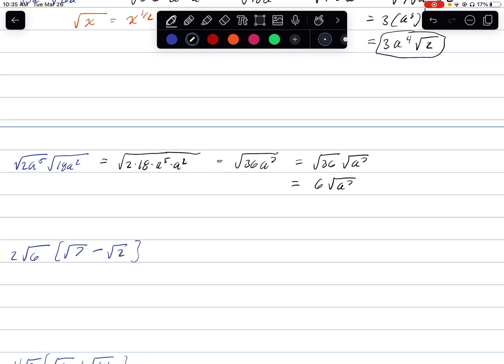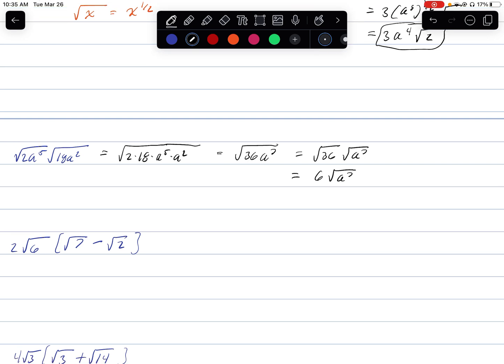And a to the 7th is not something that we can quickly reduce using a square root here, okay? The reason we can't do that is because if we raise something to a half power, it'd be nice if the exponent was even, because then we could just divide by 2 and it becomes a nice clean number. So let's rewrite this as 6 times the square root of a to the 6th times a, okay?